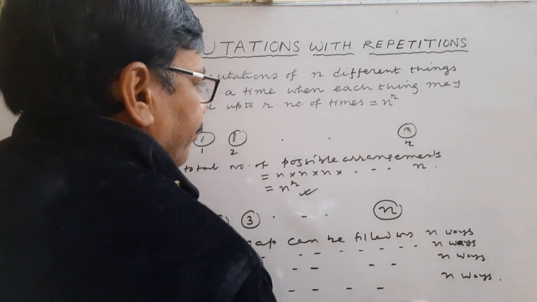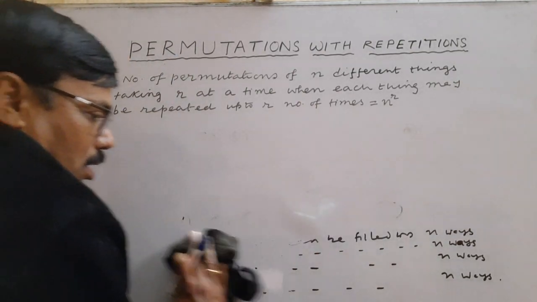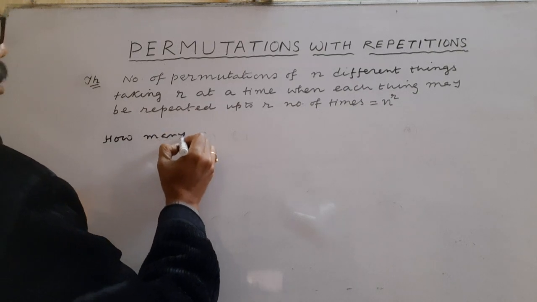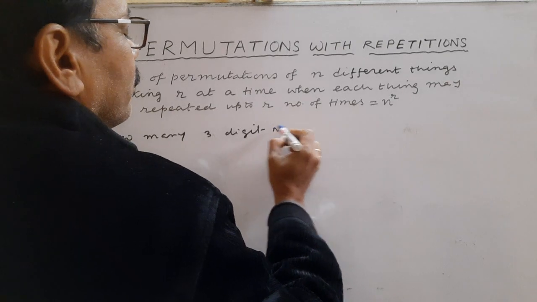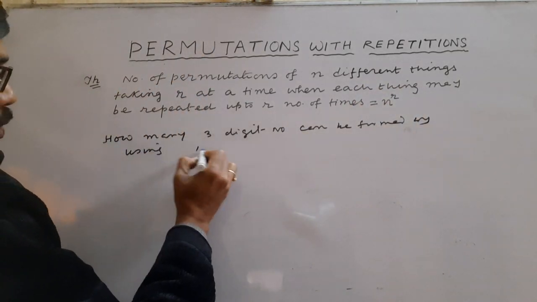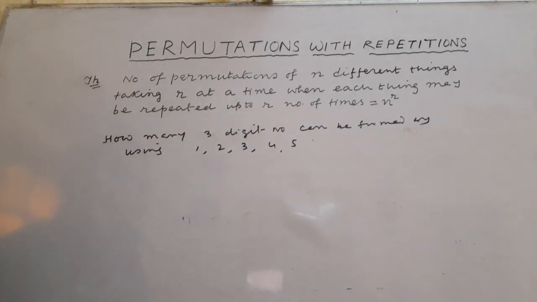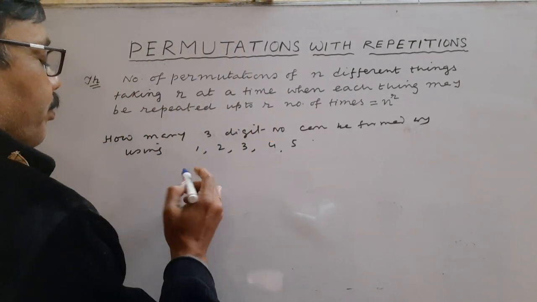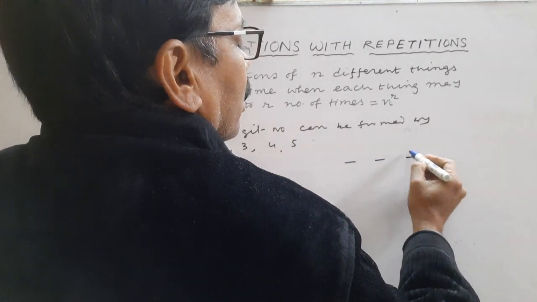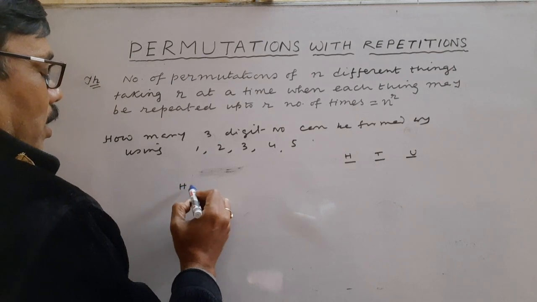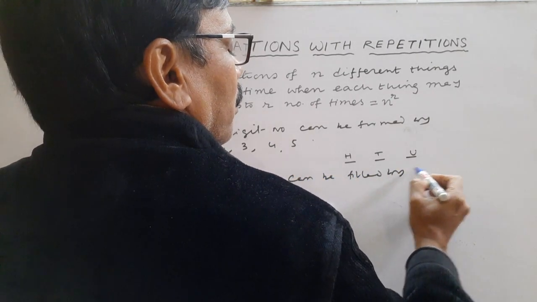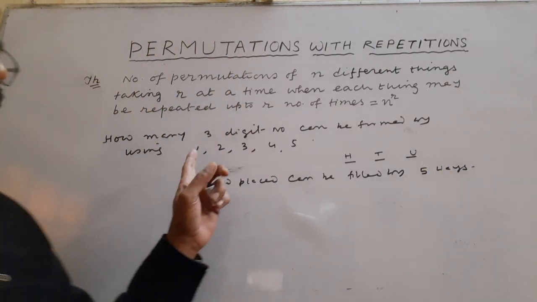Now application. One mark application. How many 3-digit numbers can be formed by using 1, 2, 3, 4, 5? So 5 numbers. So 3 digits, so 3 gaps: unit, 10, 100. So the 100 place can be filled in 5 ways, 1 or 2 or 3 or 4 or 5.